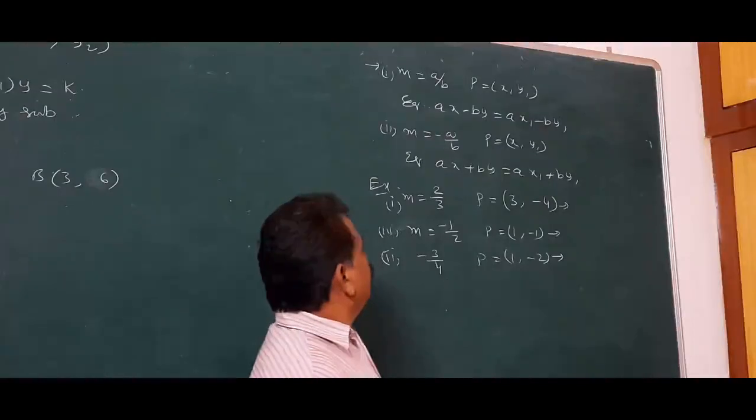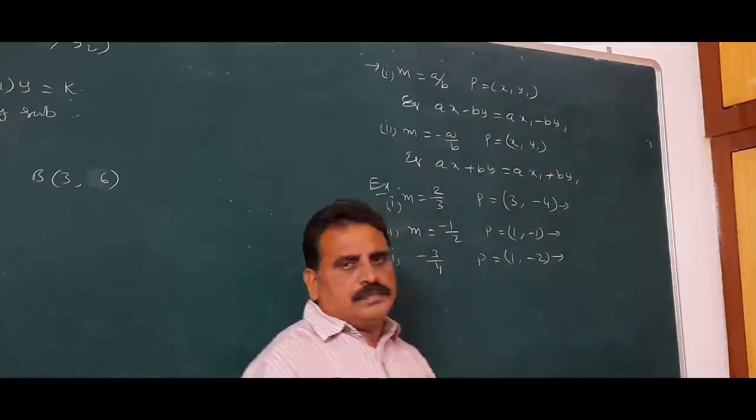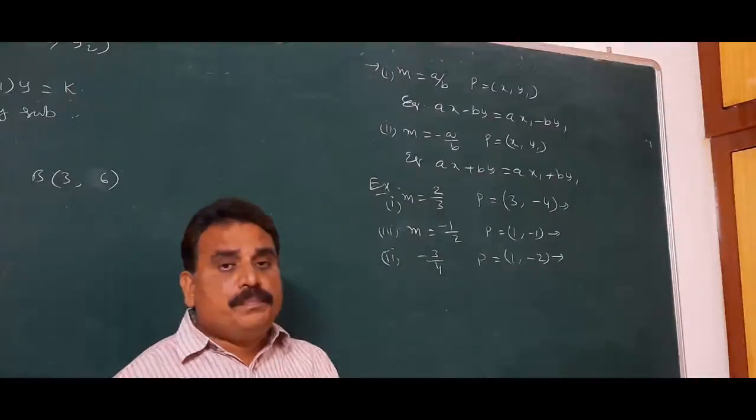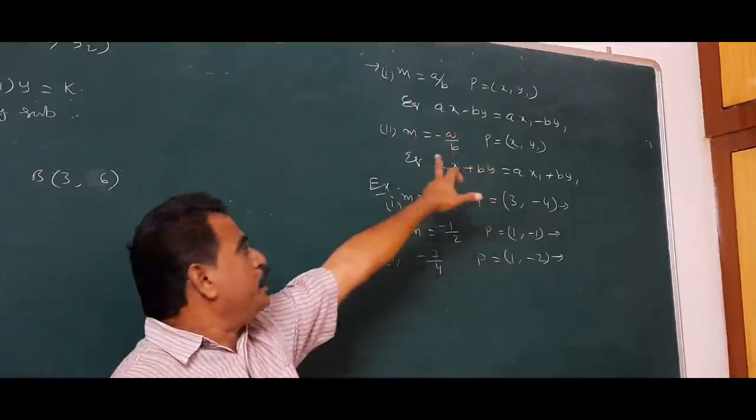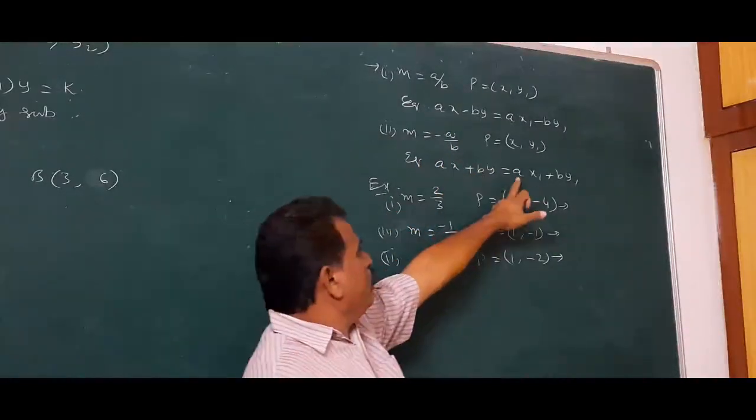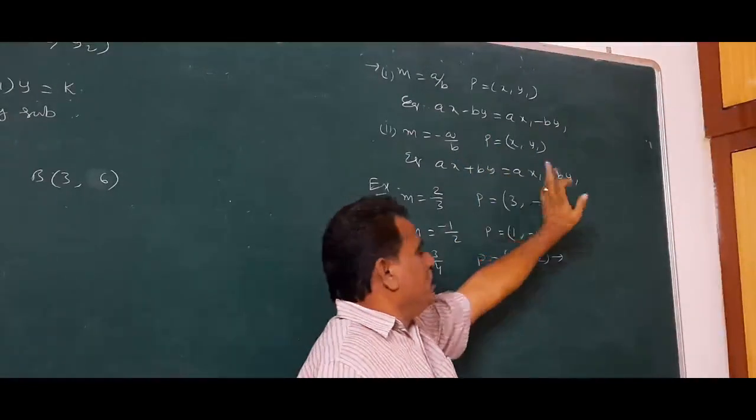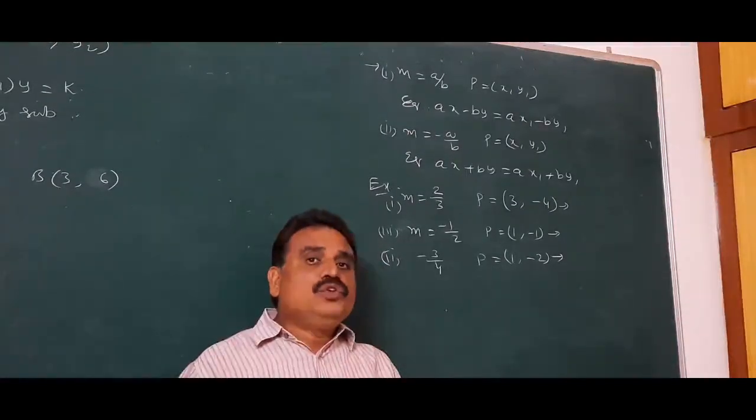Now here, if slope is minus a by b and point P(x1, y1), slope is minus a by b, the line equation is ax plus by. The constant obtained by substituting that point, ax plus by equal to ax1 plus by1, we get this. Now, the formula you have to apply to the numericals.